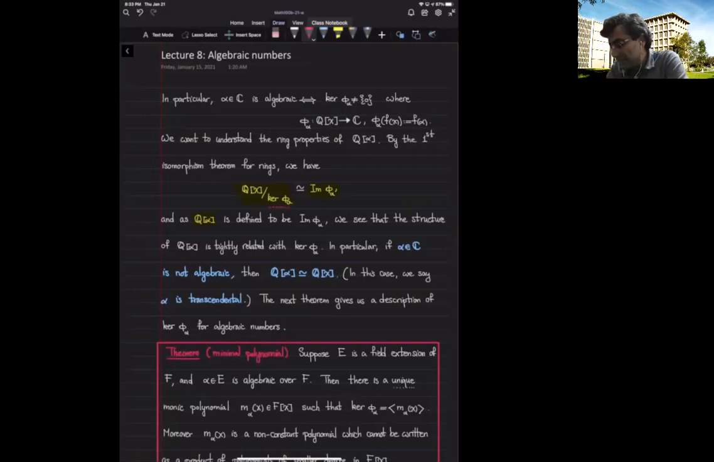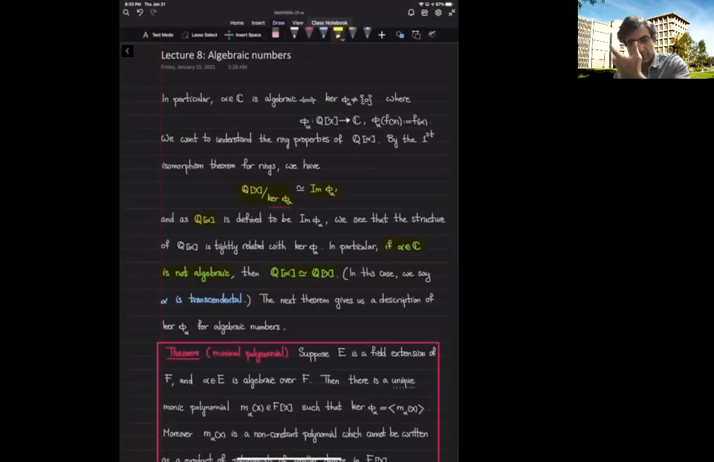So we immediately get that if alpha is not an algebraic number, then the ring that we get out of adding alpha to Q is nothing but the ring of polynomials with coefficients inside Q. It's isomorphic to the ring of polynomials with coefficients in Q. So this means this ring might have complicated structure only when alpha is an algebraic number.